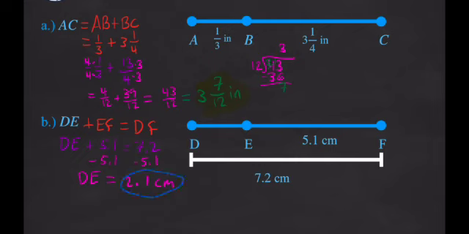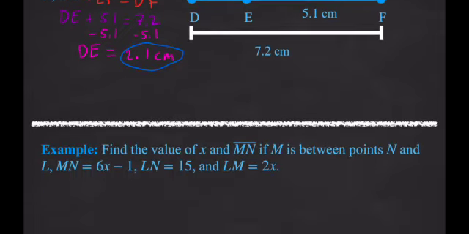Remember, the segments added together equals a larger segment. That's the segment addition postulate. You need to remember that postulate because you are going to end up using it later on. So that's that first type of example.